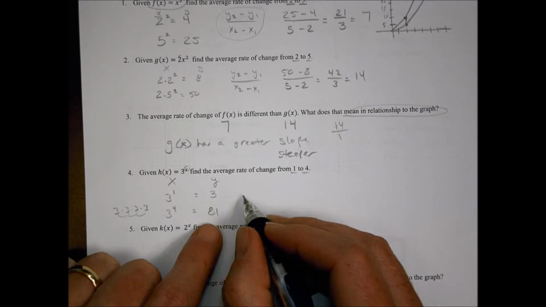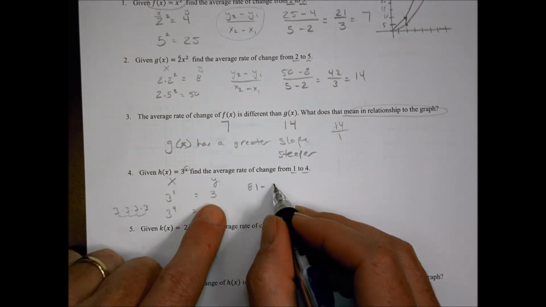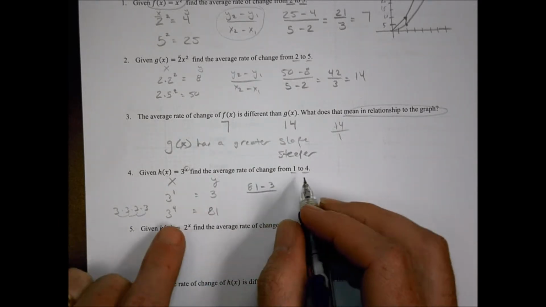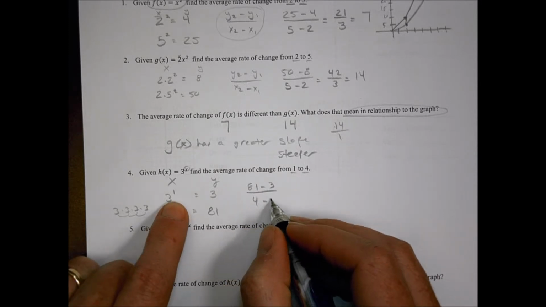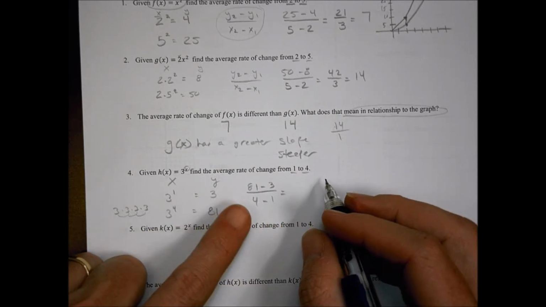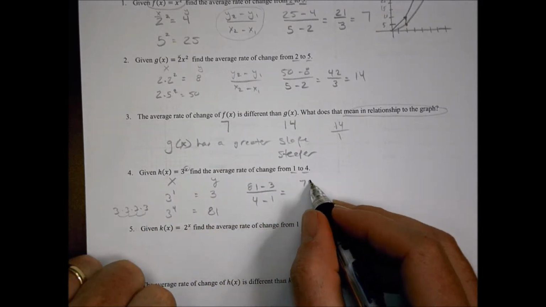Again, we're going to do our y2 minus our y1 divided by our x2 minus our x1. 81 minus 3 is equal to 78.